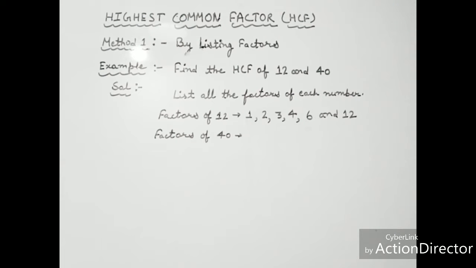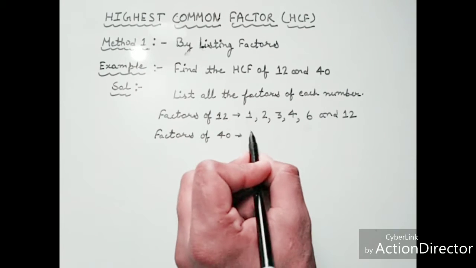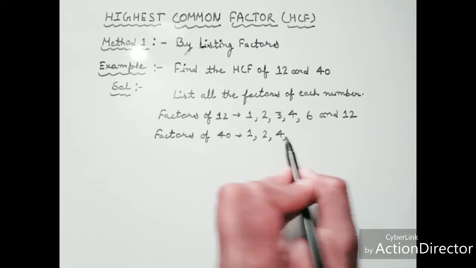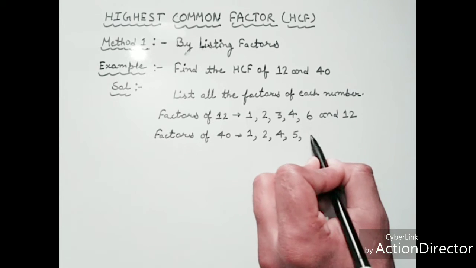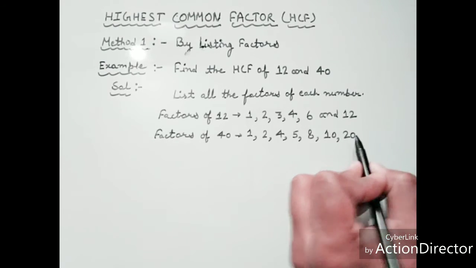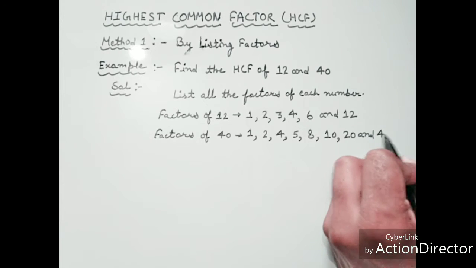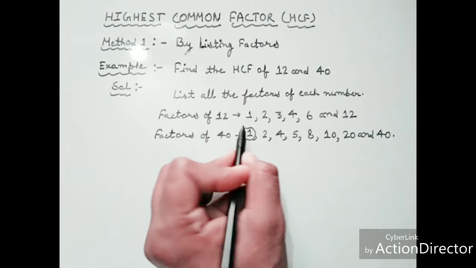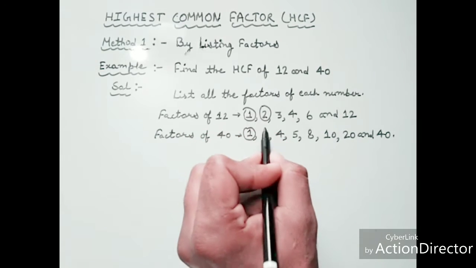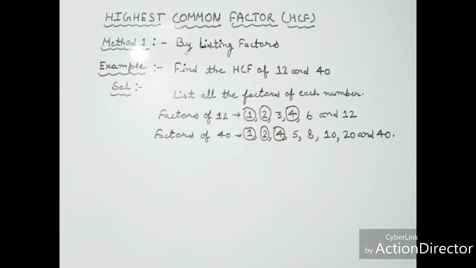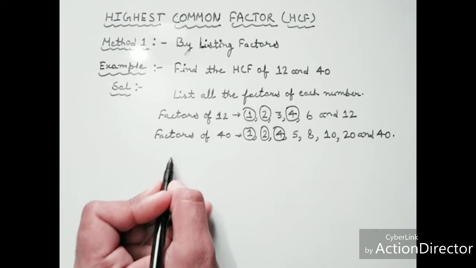Now the factors of 40. Factors of 40 are 1, 2, 4, 5, 8, 10, 20 and 40. So here identify common factors. So the common factors are 1, 2, 4 and there is no other common factor. So we write the common factors.